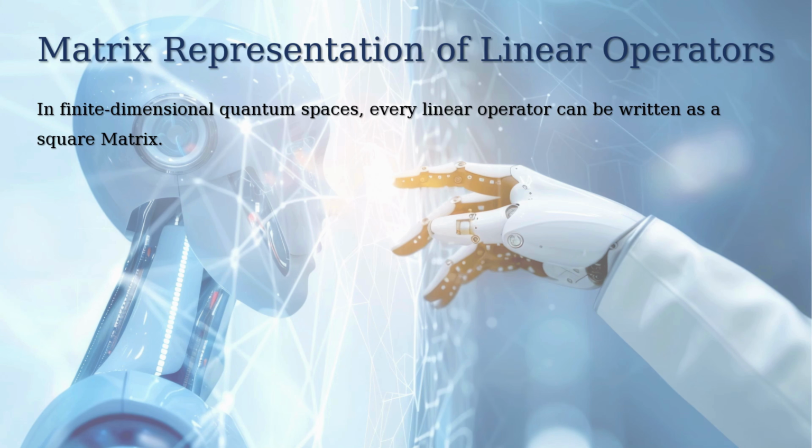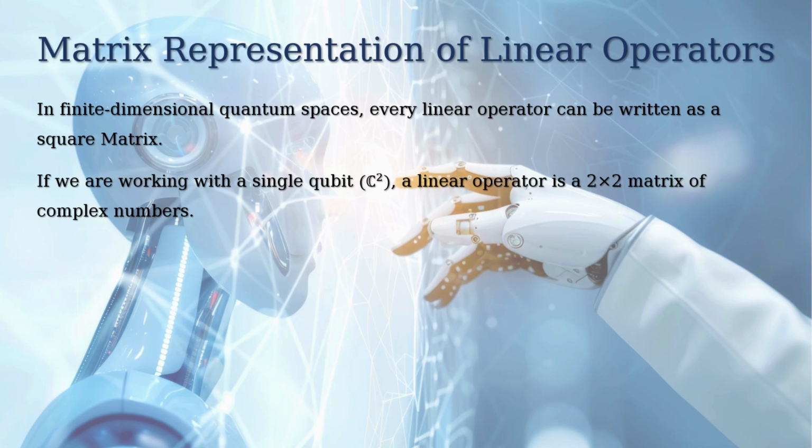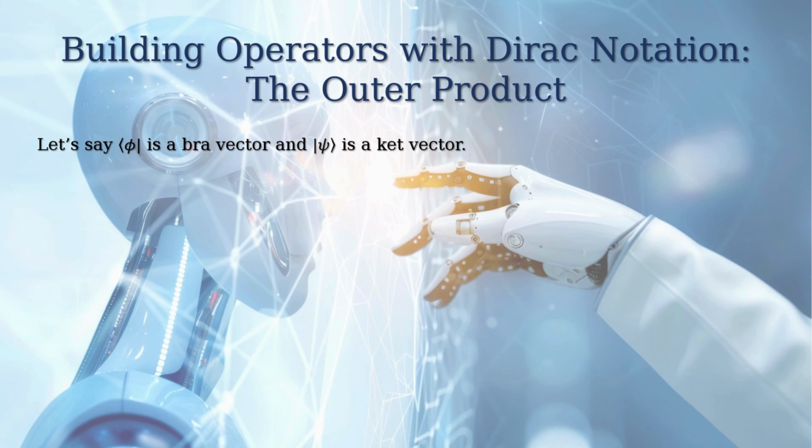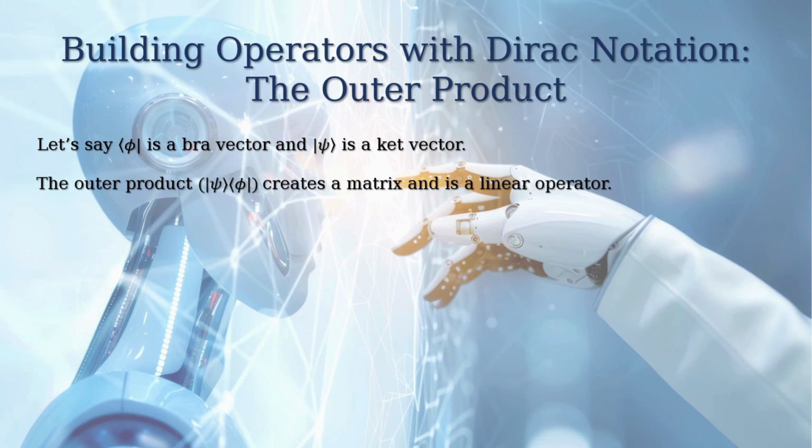In finite dimensional quantum spaces, every linear operator can be written as a square matrix. If we are working with a single qubit, a linear operator is a 2 by 2 matrix of complex numbers. Let's say bra phi is a bra vector and ket psi is a ket vector. The outer product of these vectors creates a matrix and is a linear operator.